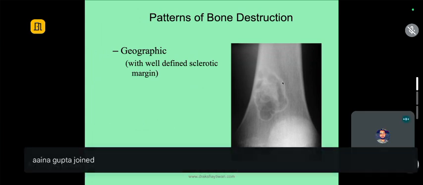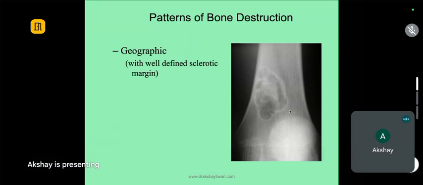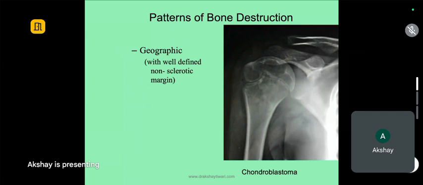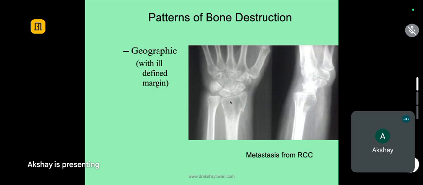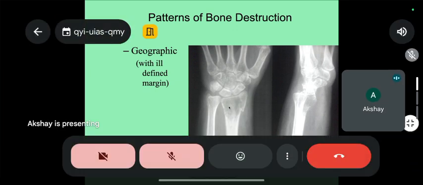Again, repeat: a lytic lesion with a well-defined sclerotic margin is an inactive geographic kind of lesion. It's an inactive benign tumor. Geographic with a well-defined non-sclerotic margin is again benign but active. Here the geographic lesion is well-defined; we can see it is non-sclerotic in some areas and sclerotic in others. Again, benign tumor. Okay. Then it is again geographic but with an ill-defined margin. You can see the margin has now become ill-defined. So that's another geographic type.